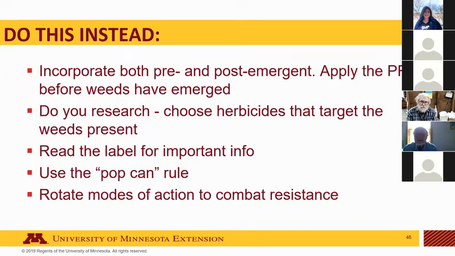Incorporate both pre and post-emergent herbicides and apply that pre before the weeds have emerged. Do your research and choose herbicides that target the weeds you actually have in your vineyard. Read the label for important information on each product before spraying it. Use that pop can rule that I talked about with the height of the weeds, and rotate the modes of action that you're using in order to combat resistance.